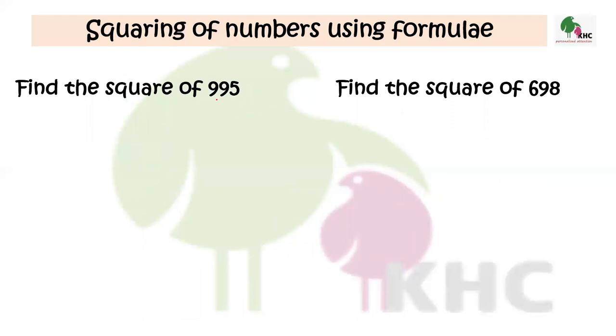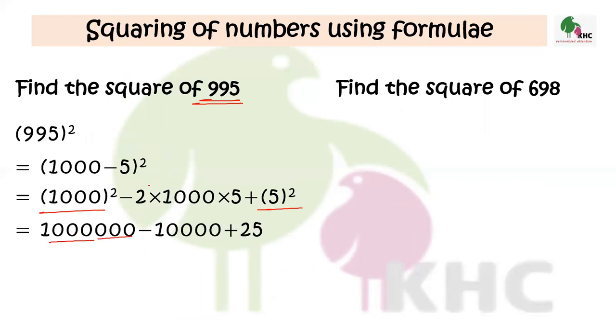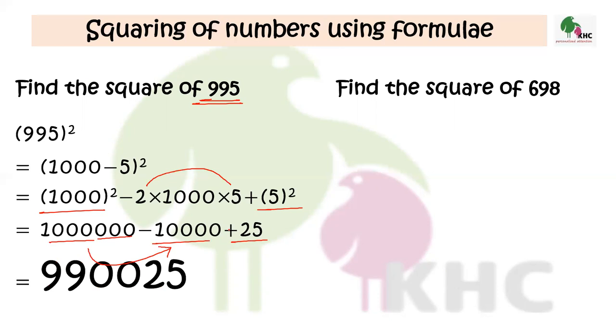Now you can use this formula to find the square of numbers lying below the multiples of 10. So 995 lies below 1000. You can write 995 as 1000 minus 5. Now you can use this formula: square of first term minus 2 into 1000 into 5 plus square of second term, right? Square of 1000, 3 zeros becomes 6 zeros. 2 into 5 is 10. 10 into 1000 is 10,000, and 25. You subtract this value and then add 25, you get your answer.